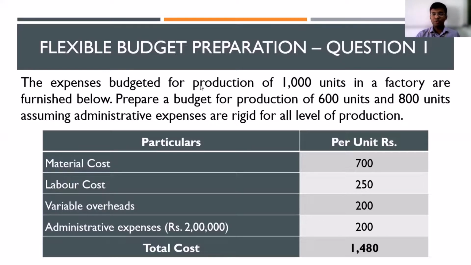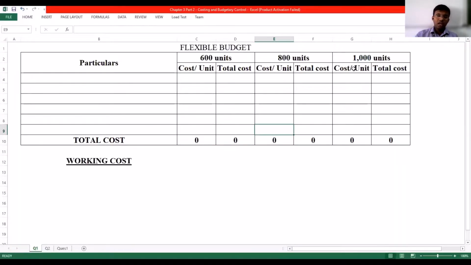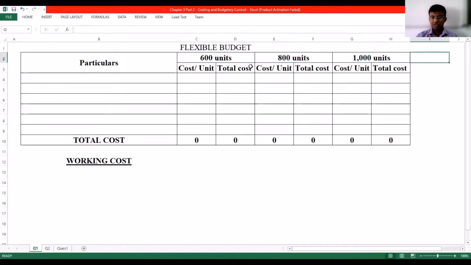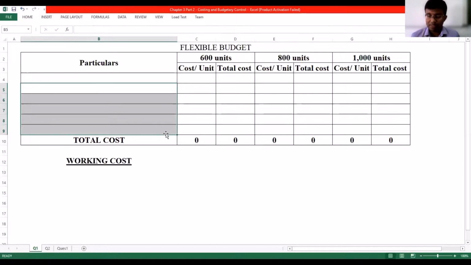So let's go about with the preparation of the flexible budget for this particular question. I'll quickly run you through the format of a flexible budget. Here we have particulars, where we'll be recording the names of the costs. Then we have different levels of output. For our given question, we must prepare the flexible budget for 600 units, 800 units, and 1,000 units. For each level of activity, we have the cost per unit and then the total cost. Here we would be populating the different expenses.